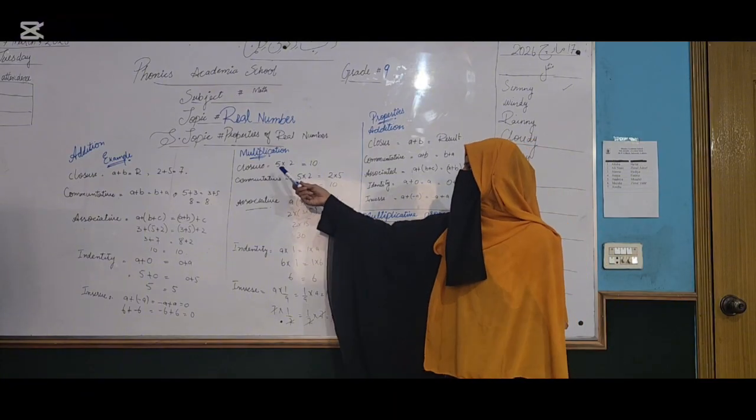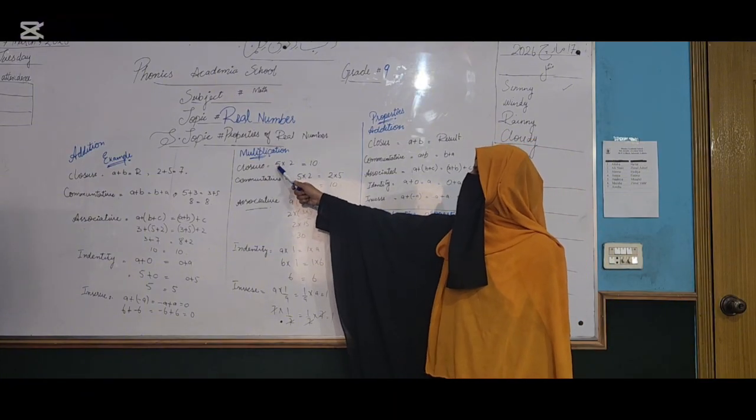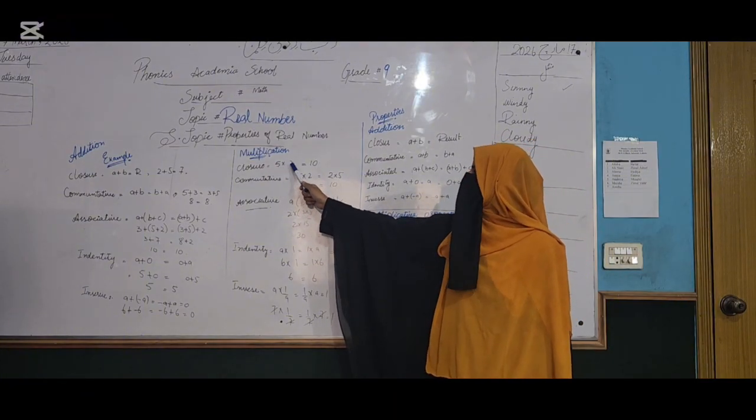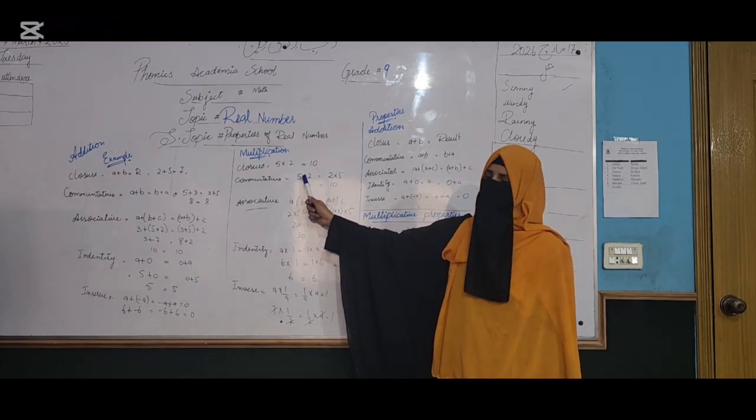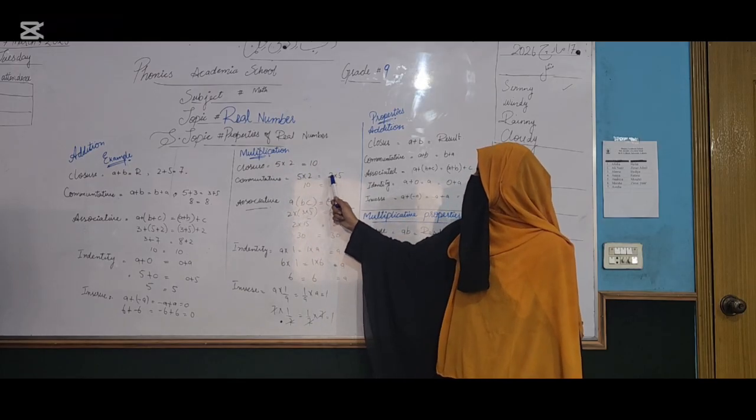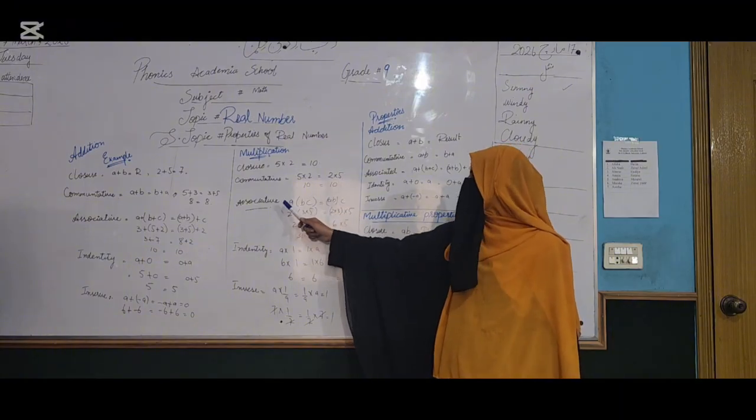So let us look at some examples. For example, closure property: a is equal to 5 and b is equal to 2. 5 multiplied by 2 is equal to 10. Commutative property: a multiplied by b equals b multiplied by a. 5 multiplied by 2, 2 multiplied by 5 is equal to 10.